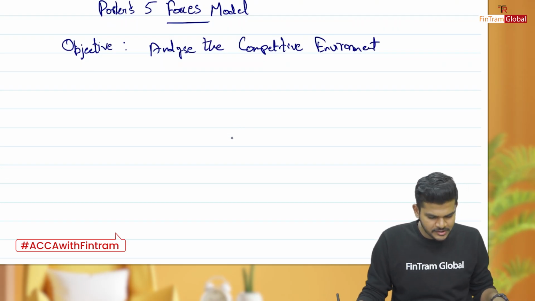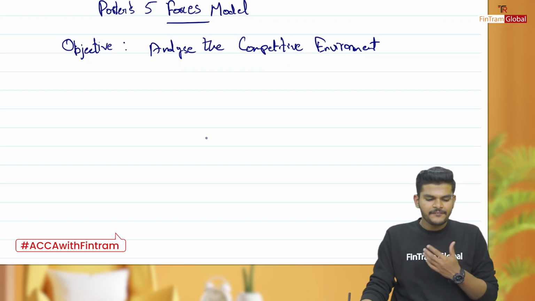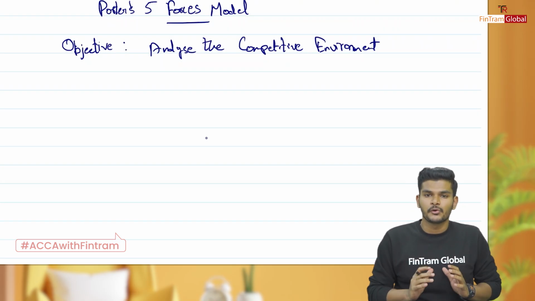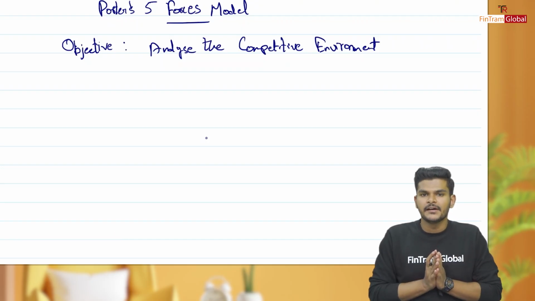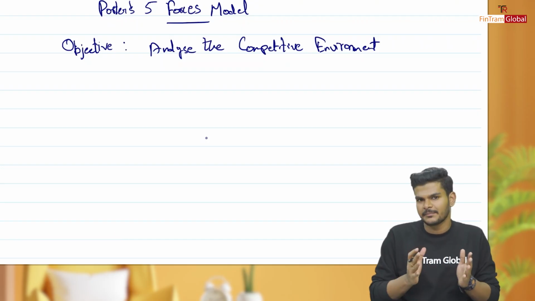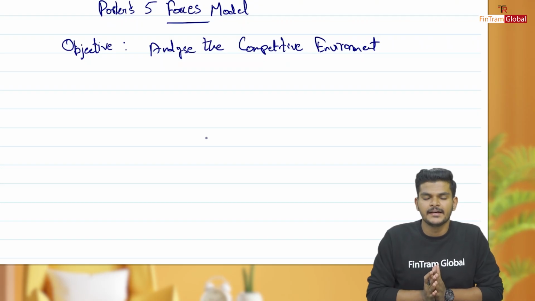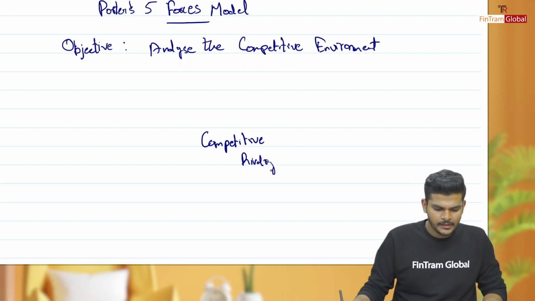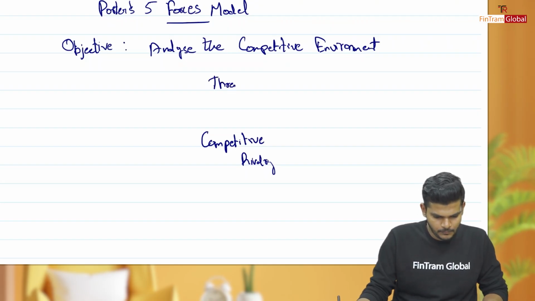So when it comes to Porter's 5 force model, there are 5 factors, according to Porter, that influence the competitive advantage that an organization has in a particular segment, market, or industry. Okay, folks, so that's basically the idea. So what are these 5 factors? First of all, there is, of course, competitive rivalry, right? And then there is threat of new substitutes.